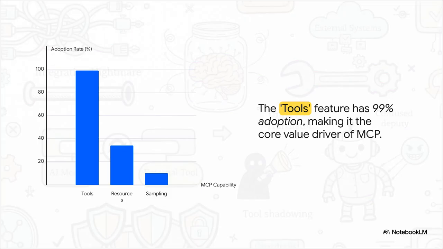Now, the protocol has a few different features, but this chart tells the real story. I mean, just look at that first bar. The tools capability has a 99% adoption rate. This isn't just one cool feature, it's the entire reason MCP exists. It is, without a doubt, the core value driver. It's all about letting the AI do things.